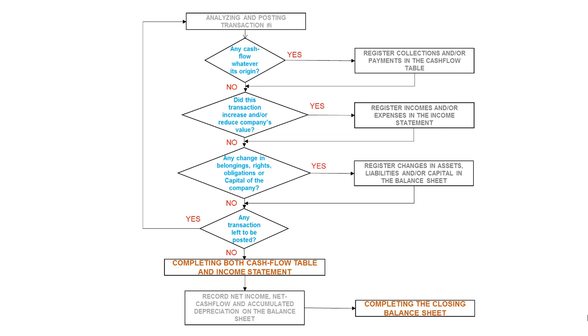Now, if there are transactions left to be posted, we will come back to the starting point of the process in order to analyze and account for them. Once we've posted all the transactions, we can conclude both the income statement and the cash flow table. Then, we will register on the balance sheet the net cash flow, the net income, and the accumulated depreciation. We're about to finish the exercise. We just need to sum up the balance sheet, thus completing the case.